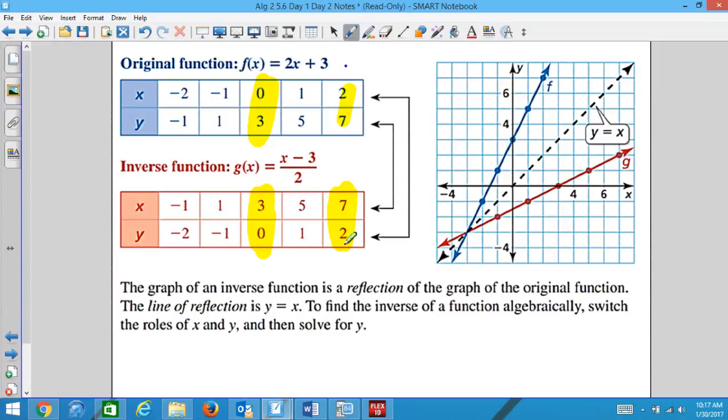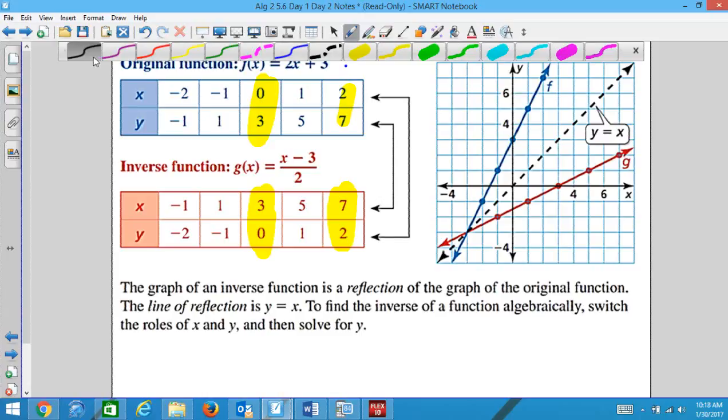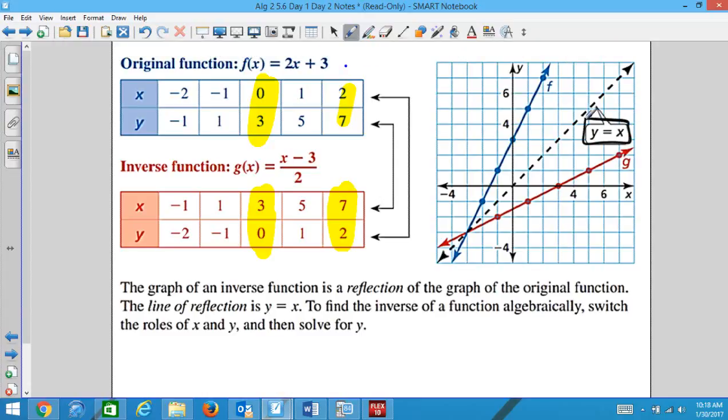When you graph them, they will always reflect each other over the y equals x line. And the y equals x line is like 1, 1, 2, 2, 3, 3. So they always reflect over that line. You can see this point right here is 3, 0, and this point right here is 0, 3. So the line of reflection is the y equals x line. And we're going to be graphically showing all of them.